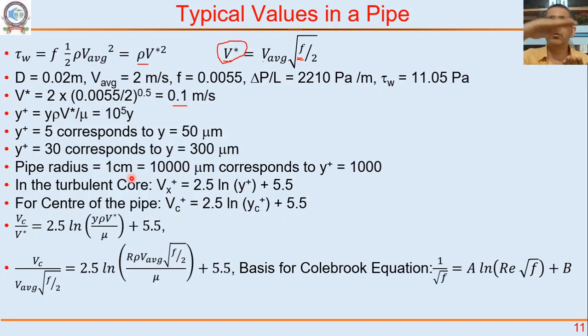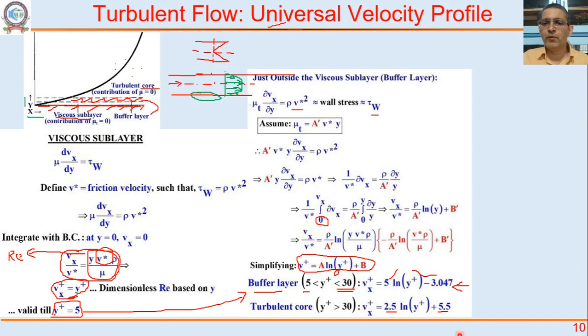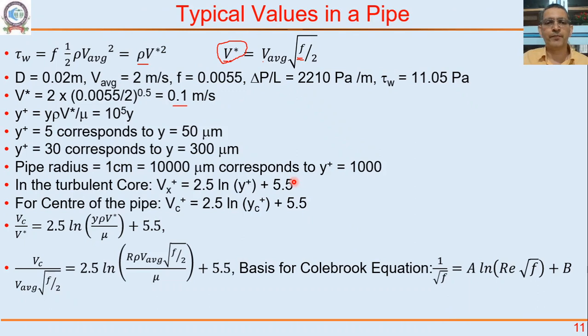So from 30 to 1000 is turbulent core. You can see almost practically everything is turbulent core. Okay, just very quickly. In the turbulent core, what is the expression that we have? Vx plus is 2.5 ln y plus 5.5. That's the expression that I have written.